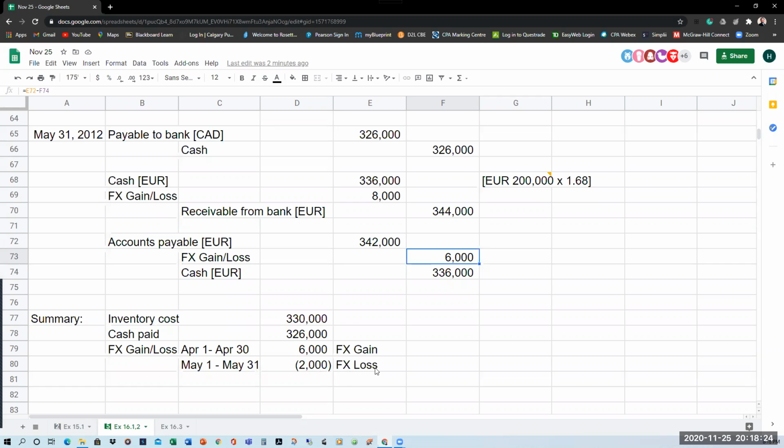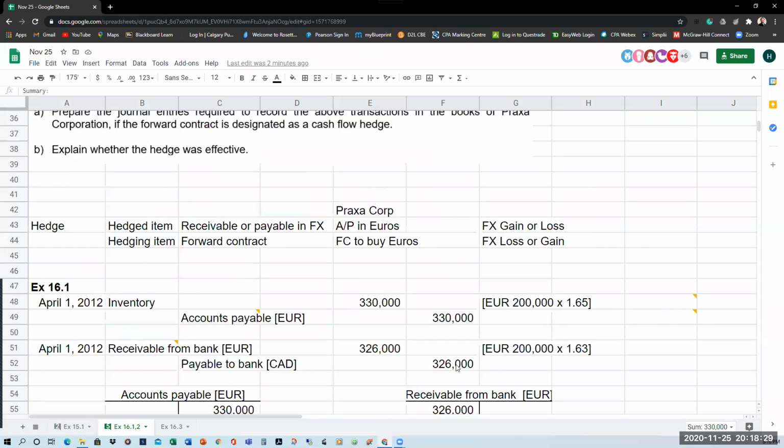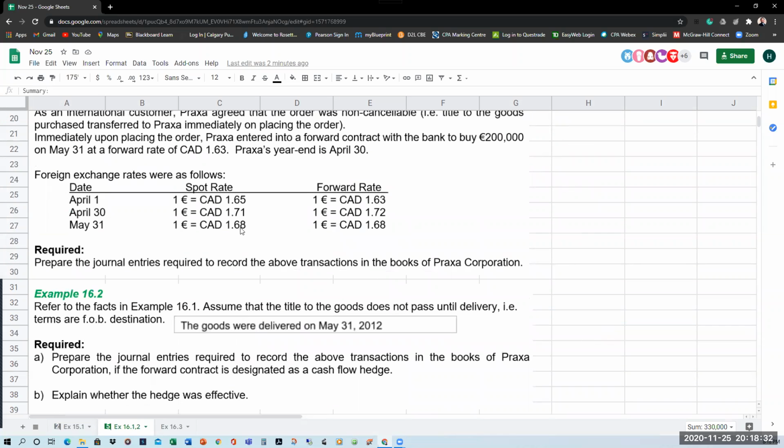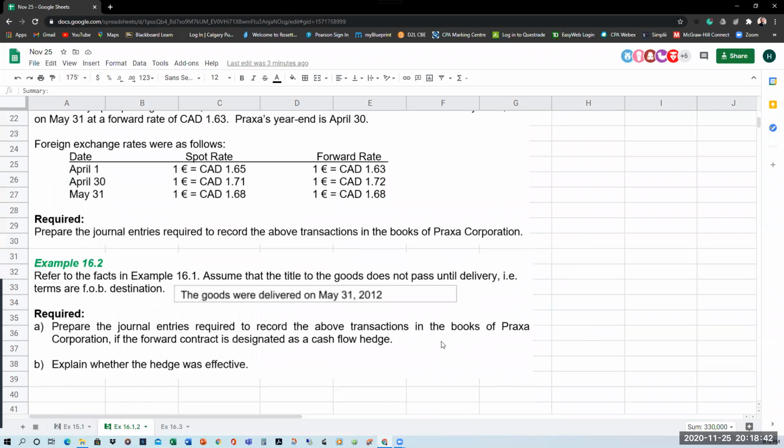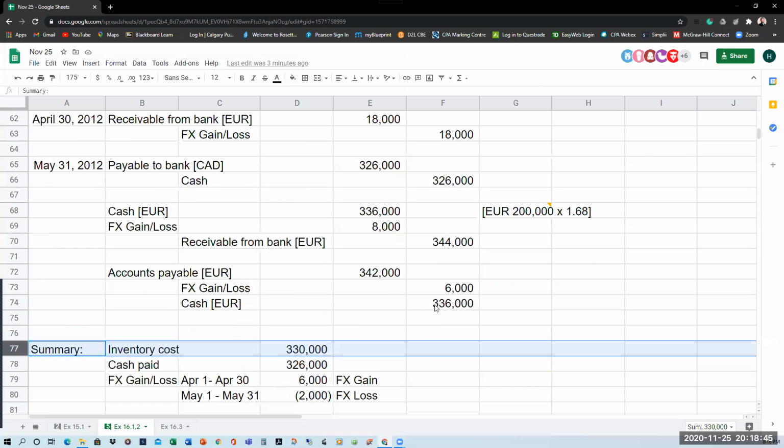And certainly, if we did not have the forward contract at all and had to go with the spot rate, and we had waited and made our payment on May 31st, how much would we have to pay? Well, at 1.68, we would have had to pay $336,000. Right? So we were able to pay $326,000 for the inventory. So we were better off there. And secondly, the overall FX was reduced.